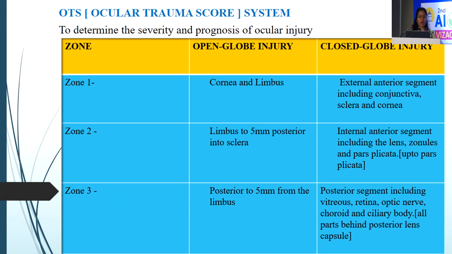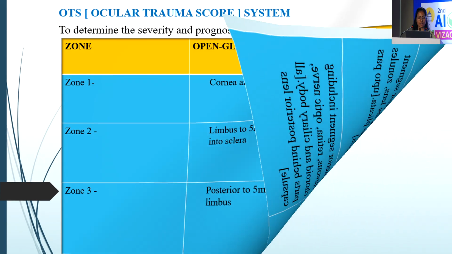OTS, that is the ocular trauma score, is used to determine the severity and prognosis of ocular injury. In open globe injury, zone 1 is limited to the cornea and limbus, zone 2 is the limbus to 5 mm posterior into the sclera, and zone 3 is posterior to 5 mm from the limbus. In closed globe injury, zone 1 is limited to the external anterior segment, zone 2 extends up to the pars plicata, and zone 3 includes all parts behind the posterior lens capsule.